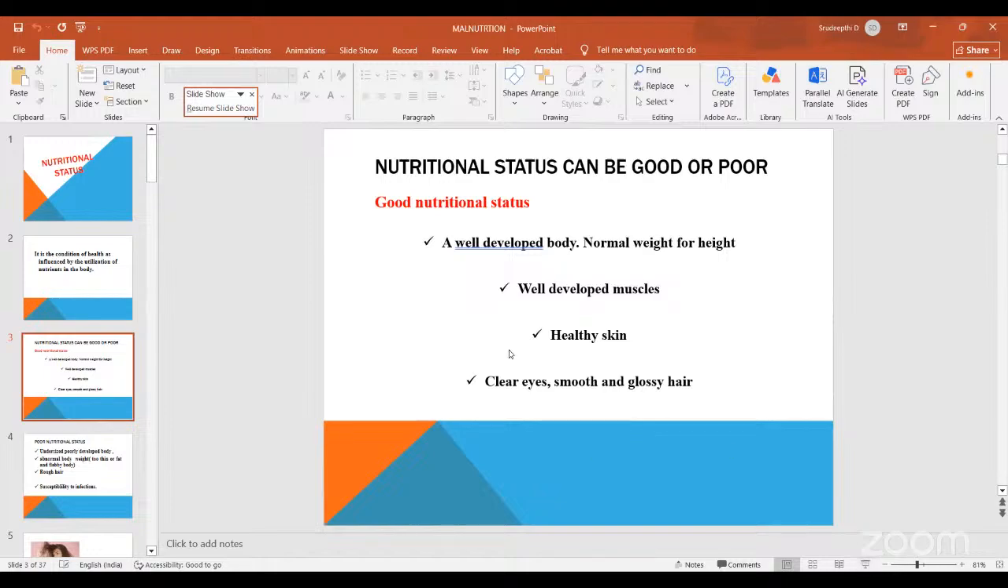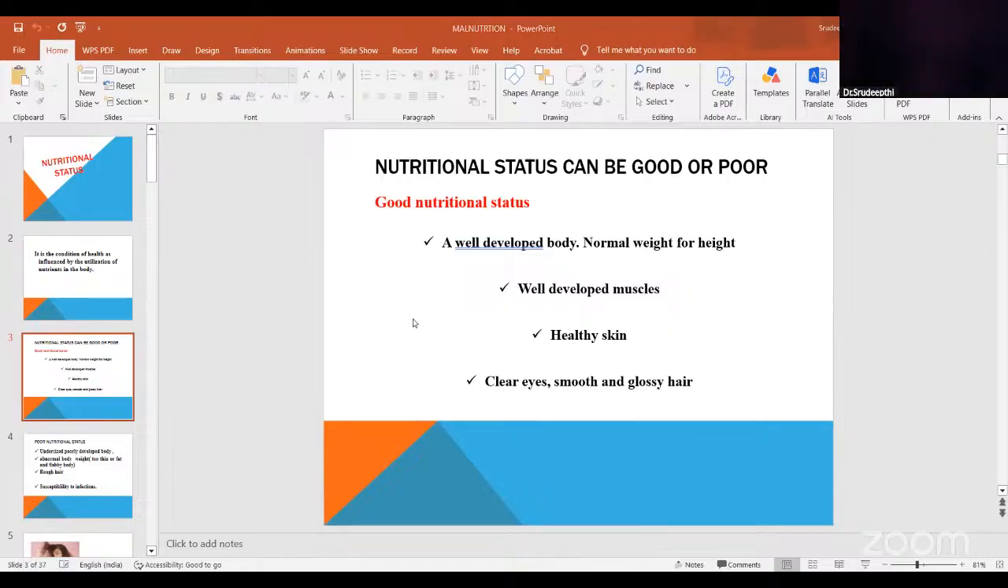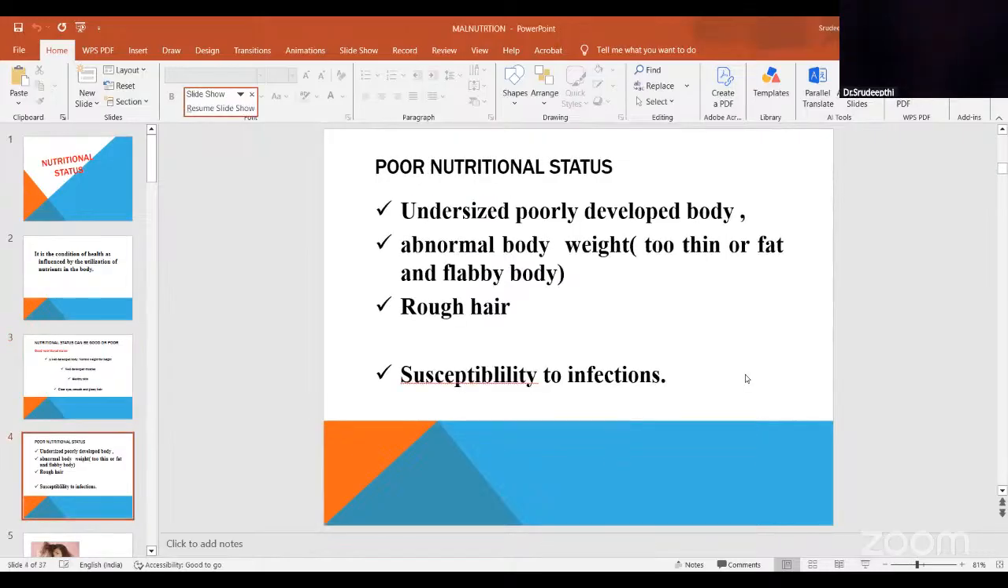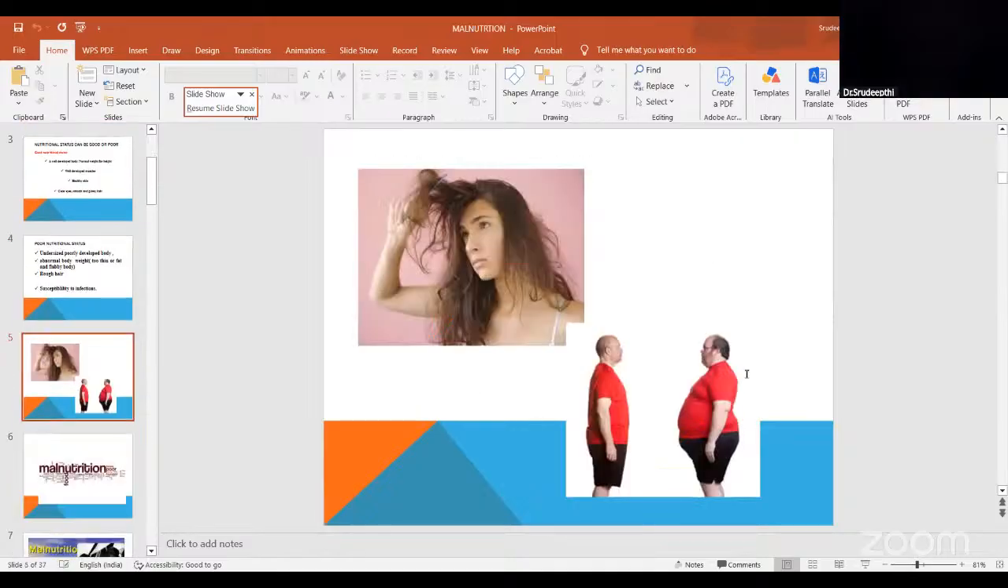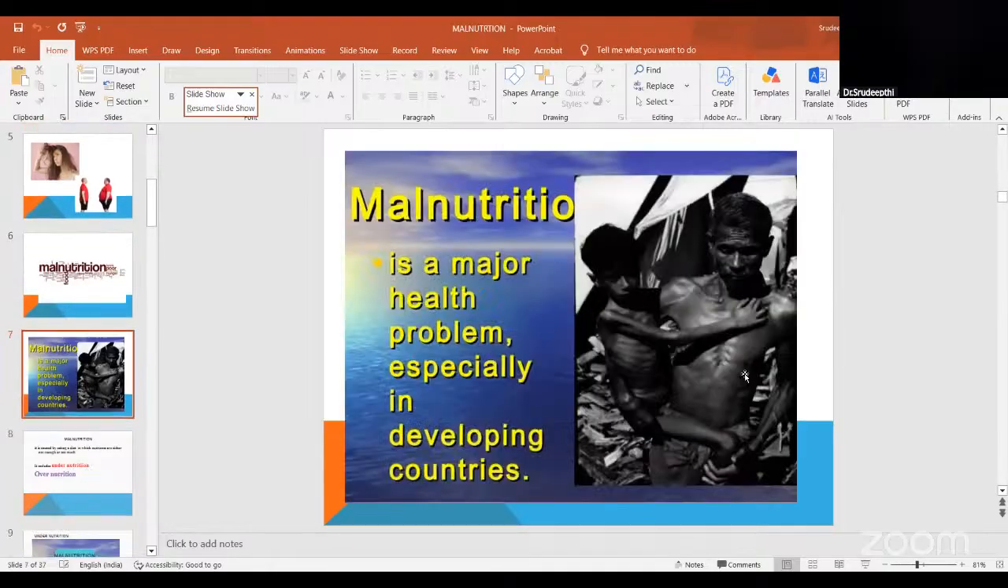So here you can see the good nutritional status, that is a well developed body, normal weight for height, well developed muscle, healthy skin, and clear, smooth, and glossy skin. A poor nutritional status means an undersized, poorly developed body. They are susceptible to various infections. So here you can see this is called malnutrition.